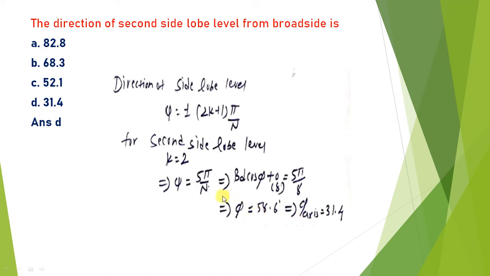So whatever angle we are getting here, 58.6 degrees, is the angle from the axis, and the angle from the broadside is 90 minus 58.6, which gives you 32 degrees roughly. So the answer is D, 31.4 or 32 degrees.